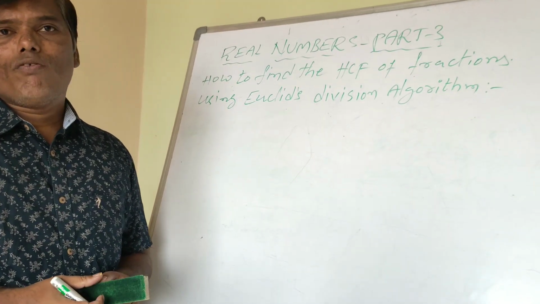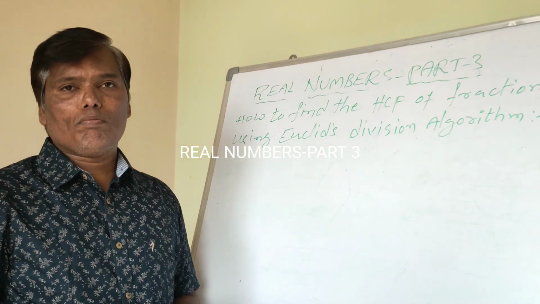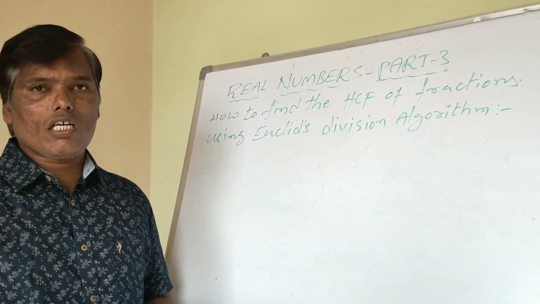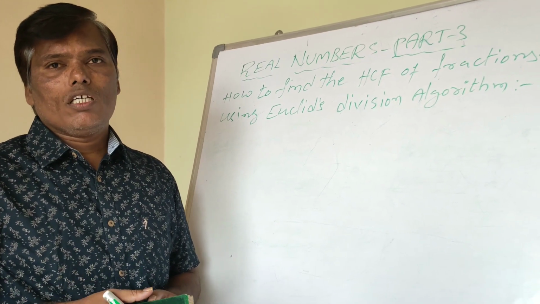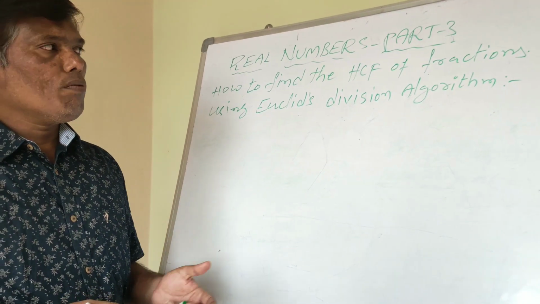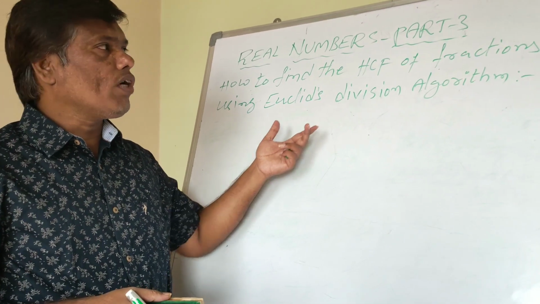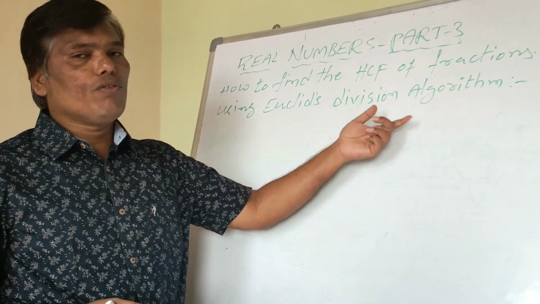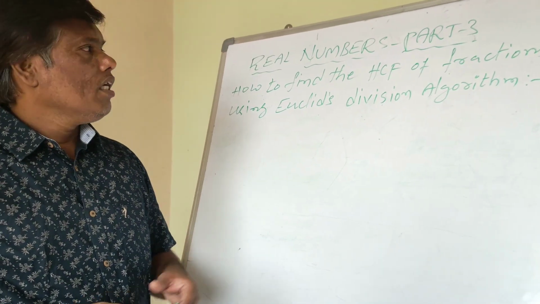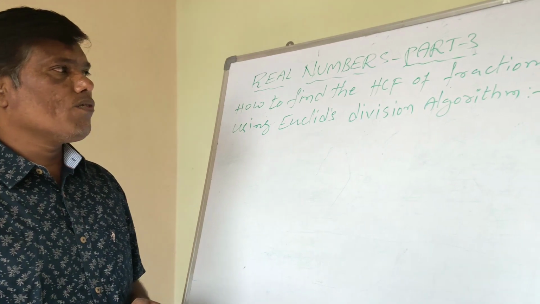So in Part 1, we learned about Euclid's division lemma. In Part 2, we learned about Euclid's division algorithm, and also how to find the HCF of two positive integers using Euclid's division algorithm. Now in Part 3, we are going to discuss how to find the HCF of fractions. HCF of fractions using Euclid's division algorithm. So our today's topic is HCF of fractions using Euclid's division algorithm.